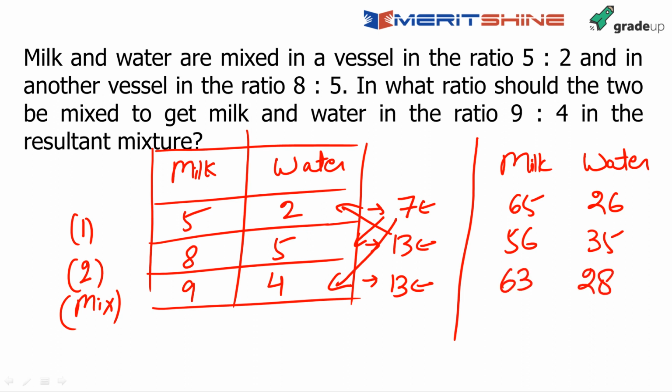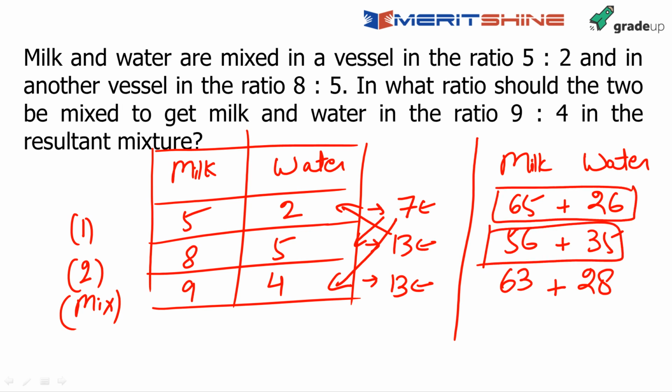These are the numbers. Now if you look at these numbers, what has happened when I multiplied this is that 65 plus 26, 56 plus 35 and 63 plus 28, they are all equal. Have you realized this? They are all equal. This sum and this sum, and that's why I manipulated in this manner.